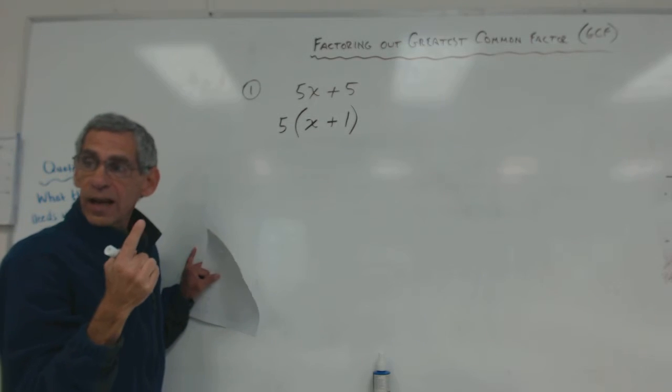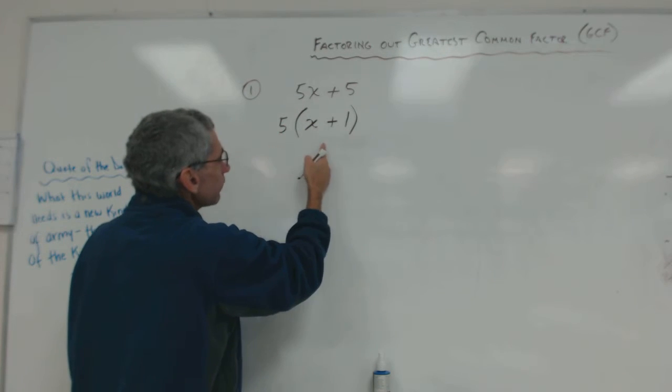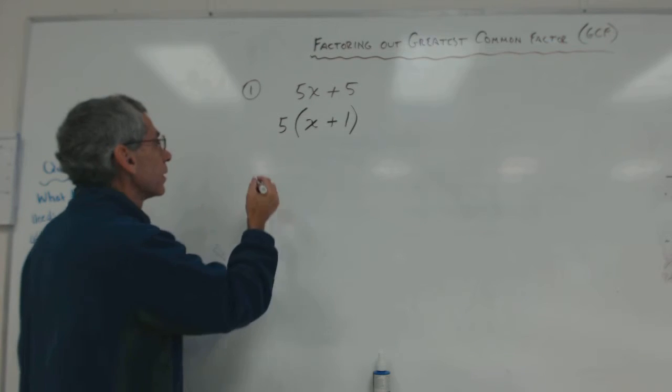But always check it, especially on a test. Always check. 5 times x is 5x. 5 times 1 is 5. Yes, we're right. We did it. Make sense? Okay, let's try another one.